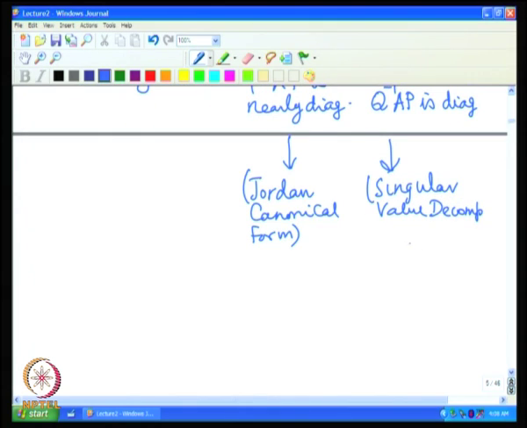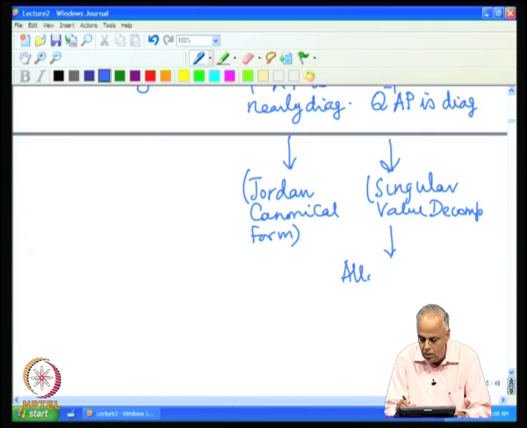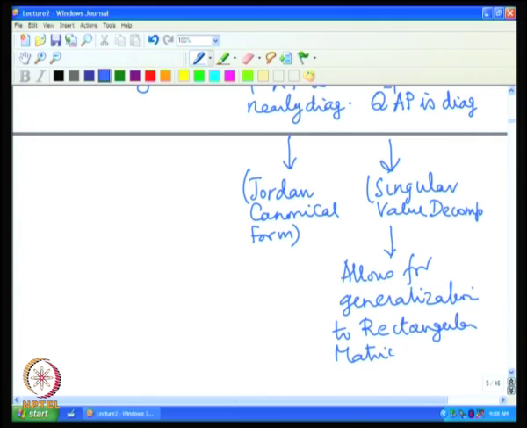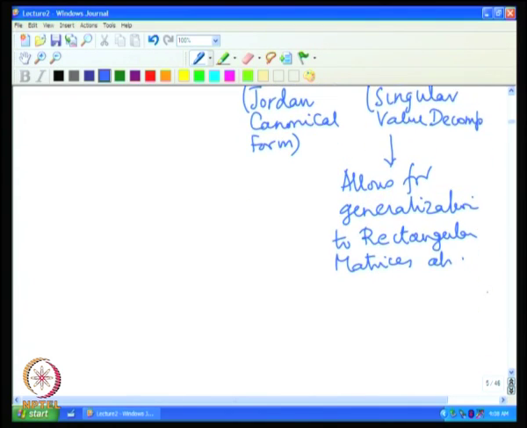Now, the advantage of this singular value decomposition is it allows for generalization to rectangular matrices as well. So, these are two basic problems which we discussed in the last lecture.